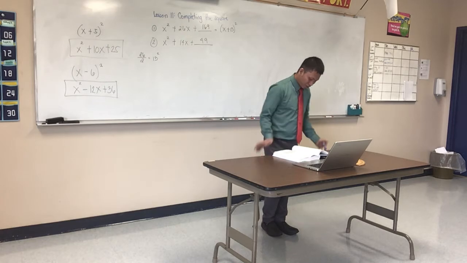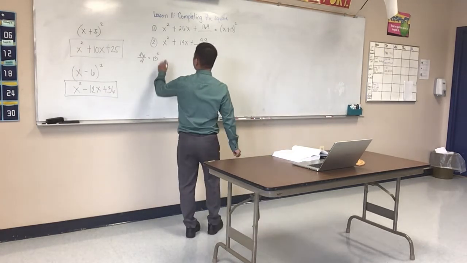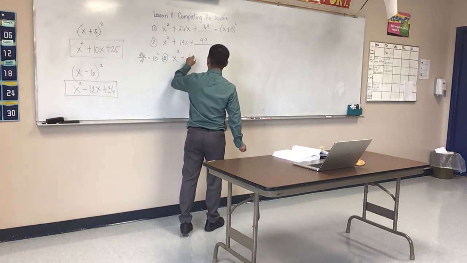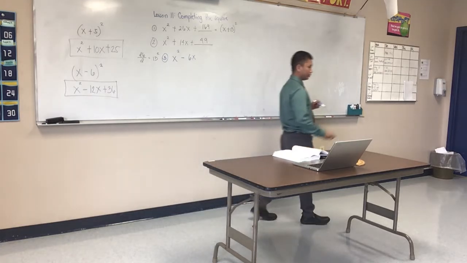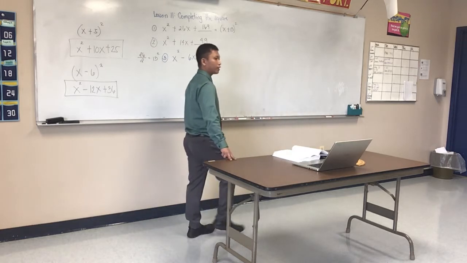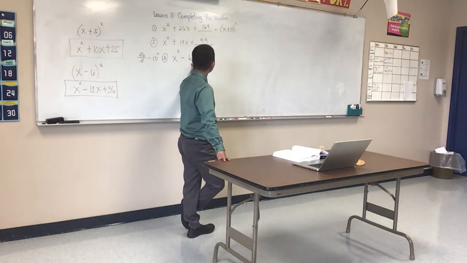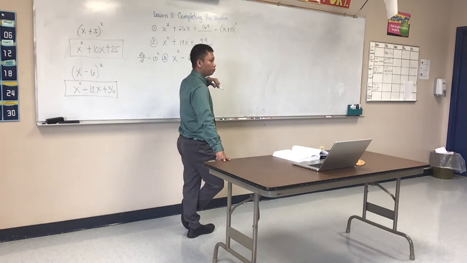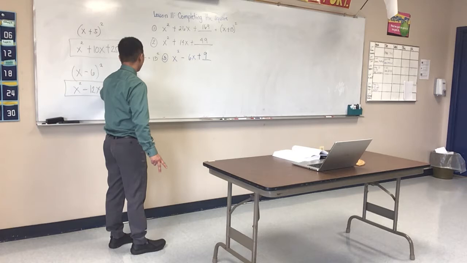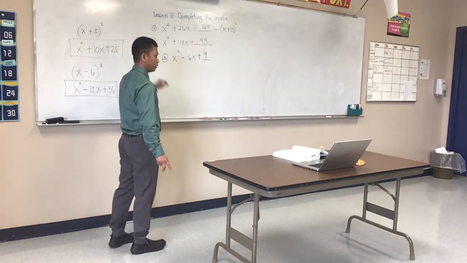How about if we have number 3, x squared minus 6x? Sophia, what would be the answer here? What would be the last term? Plus 9, that's correct. We just divide 6 by 2, then square.